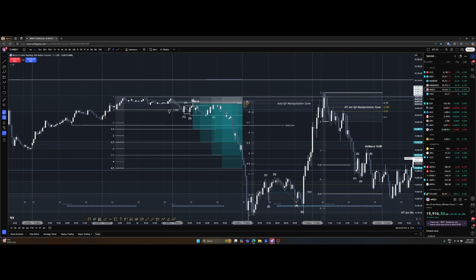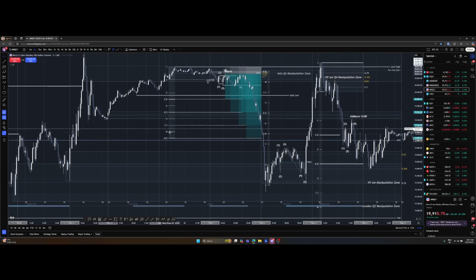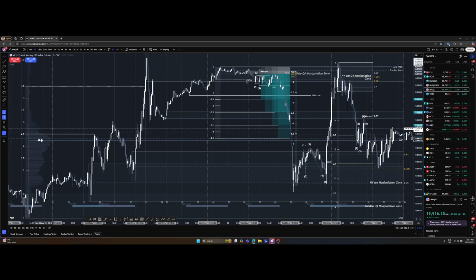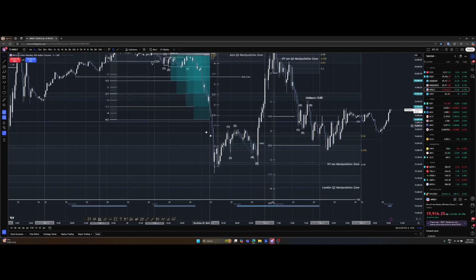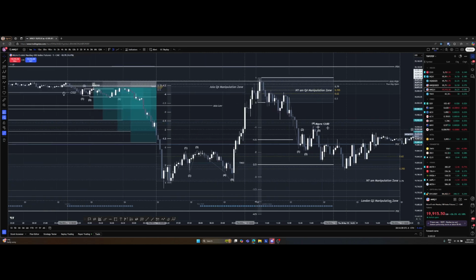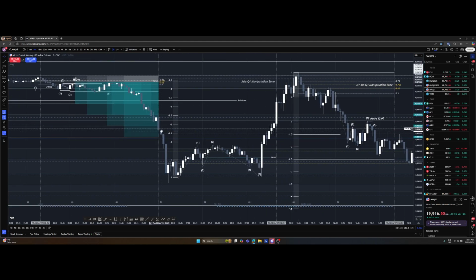All right, continuing on. So we've come down, SD 4.5, and we had that POC that we're looking at, our point of control from that PDL to PDH. So price hit that nicely into our new H4. So this is 6 o'clock to 10 o'clock H4. Open low straight away.